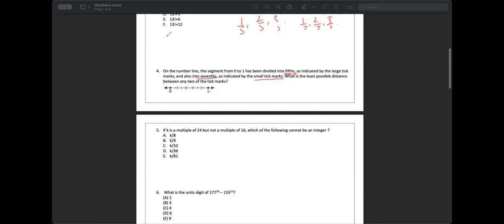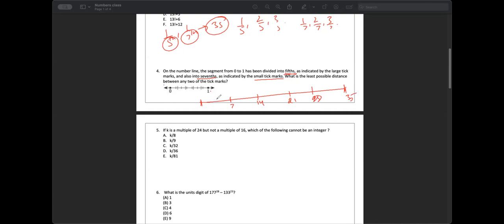Now the idea is we are talking about 1/5 and 1/7. LCM of 5 and 7 is 35. So let's assume this entire line is 35 units. Everything is scaled up 35 times, and we'll divide the final answer by 35 eventually. So 1/5 would be 7, 14, 21, 28, 35. These are the fifths.